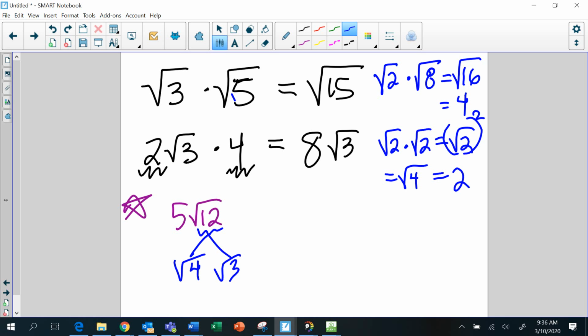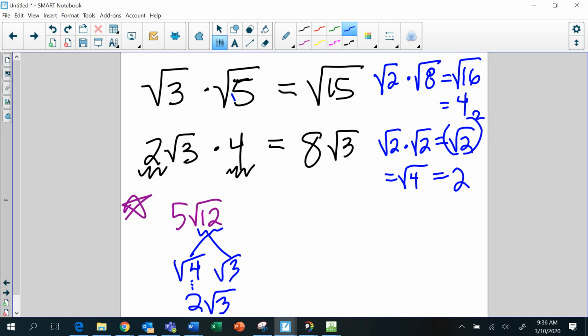And what is the square root of 4? 2. So 2 loses the square root symbol. But what about square root of 3? It can't take the square root, so it keeps the square root symbol. But that's not the answer to my purple question. That's only the answer to square root of 12.